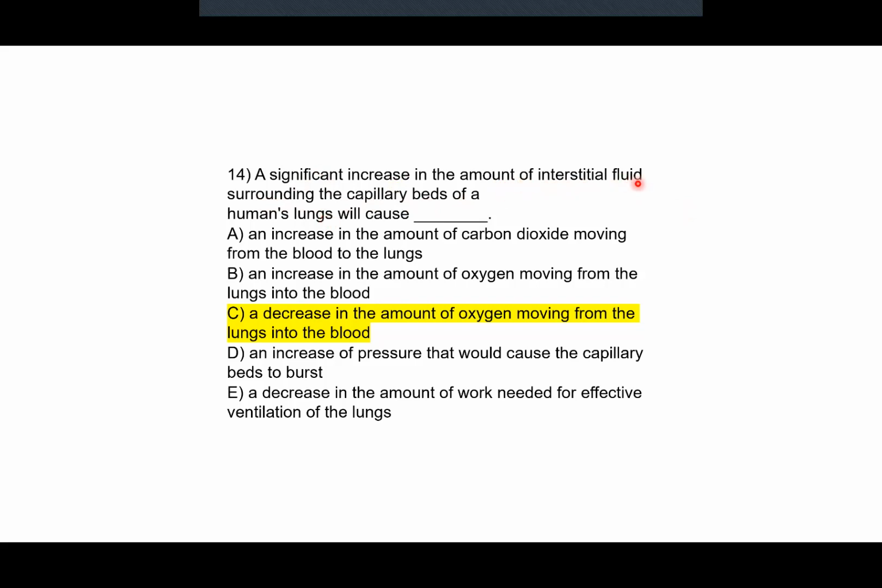So we have this fluid, and it's now surrounding the human's lungs much more than it was. So we're going to have an increased pressure associated with this. There's going to be an increased pressure on the lungs by the fluid, which means that there's a decrease in the amount of oxygen moving from the lungs into the blood. It's cutting off the oxygen that can move.